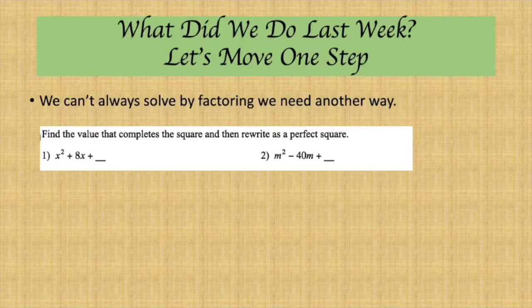There's 2 steps to this, though. It says find the value that completes the square. That's the C value you've been finding. Then it says, and then rewrite as a perfect square. So we're going to do what we did last week and then take it one step further. So you're going to take the half of the 8 and square it. 8 over 2 is 4, and 4 squared is 16. So what goes here is a 16. Are you with me so far?